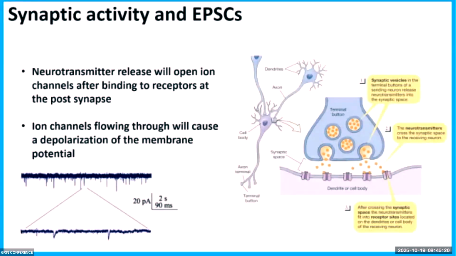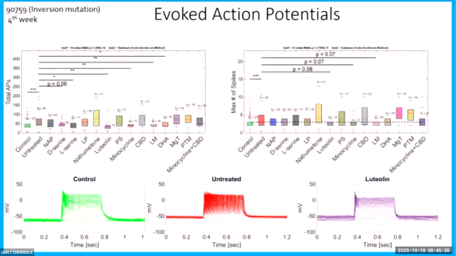And this is just an explanation of the synaptic activity. These currents are the inputs from other cells. Now that we've done many of these drugs, these are all summarized together. Here we can see the control, and this is the untreated patient, still the inversion mutation. Then all these treatments: some rescue the phenotype, and some partially rescue the phenotype.